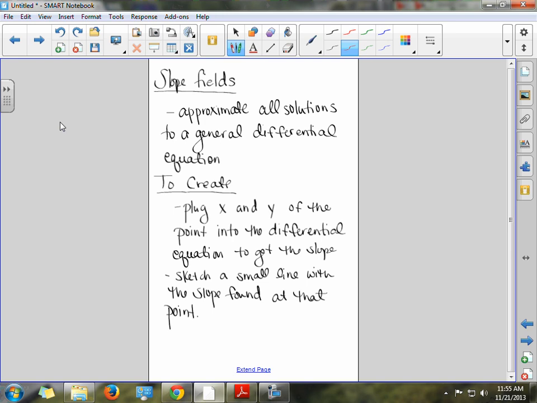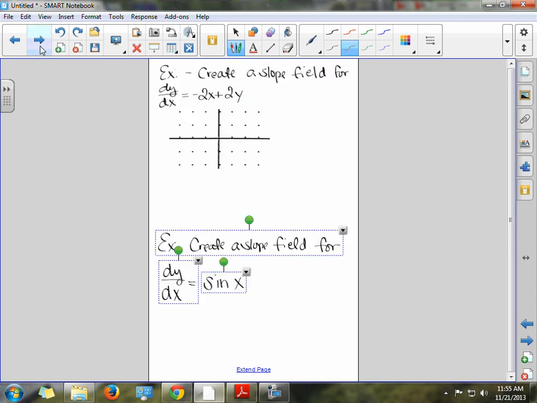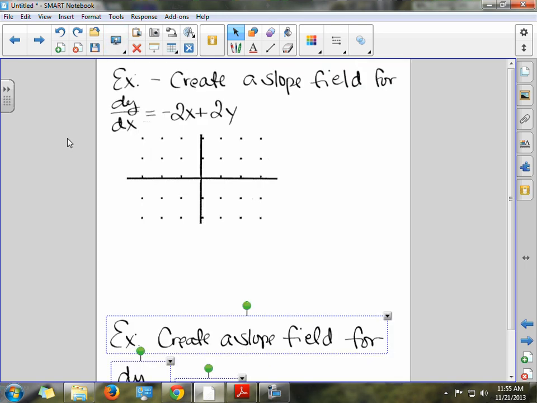Then you're just going to make a little mark that is the approximate slope that you've gotten. If it's 5, it's going to be really steep. If it's negative 5, it's also going to be steep but in the negative direction. If it's 0, it's going to be a horizontal line and so forth. And then you're just going to mark all these little lines. It's really simple, honestly, and students sometimes struggle with it because I guess it seems kind of foreign to them. So let me zoom in just a little bit. I want to create a slope field, and I've given myself a little blank graph here for negative 2x plus 2y.